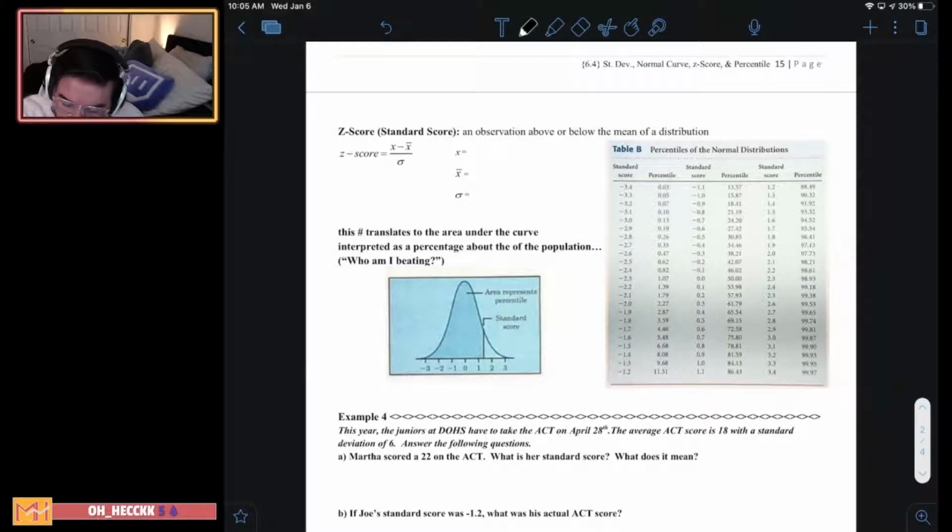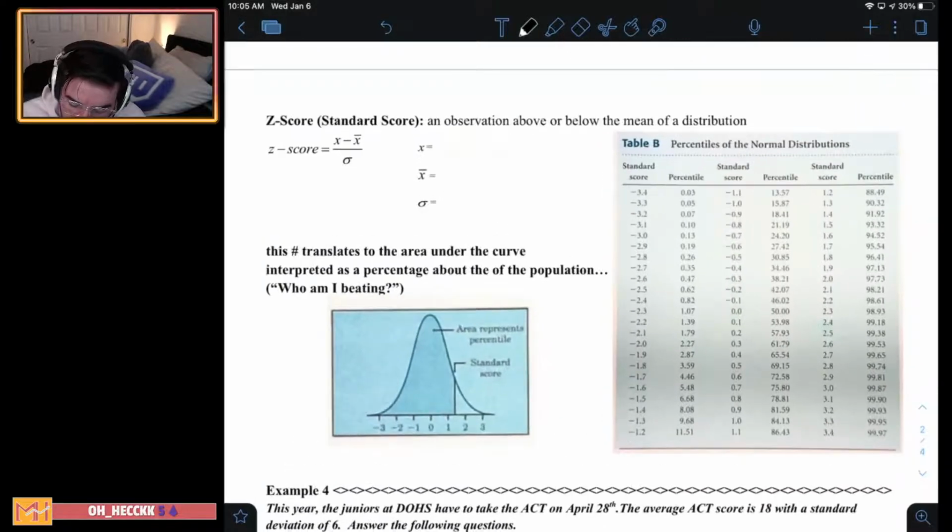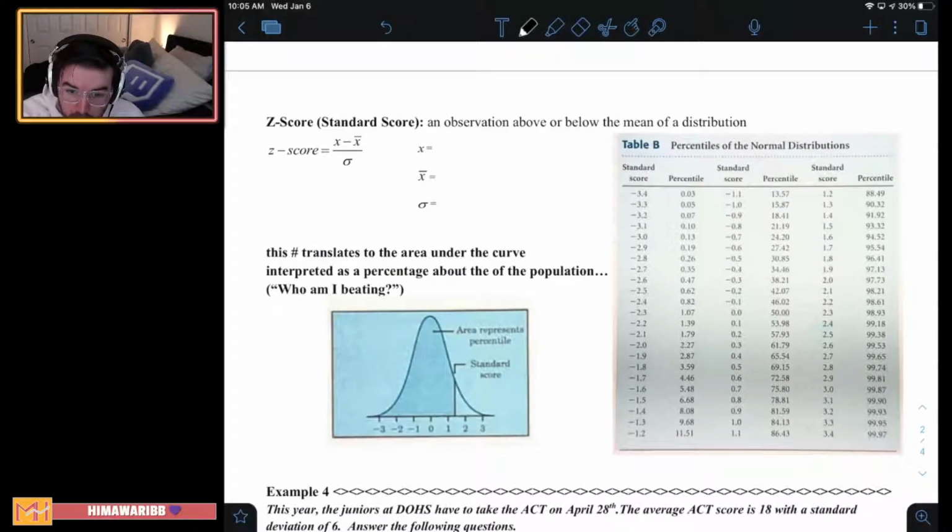Z-score: an observation above or below the mean of a distribution. Okay, let's not dwell on the fancy letters. Let's just talk about what this equation says. Z-score: x is a random point, mu is the average once again, and this is the standard deviation, that fancy looking sigma.